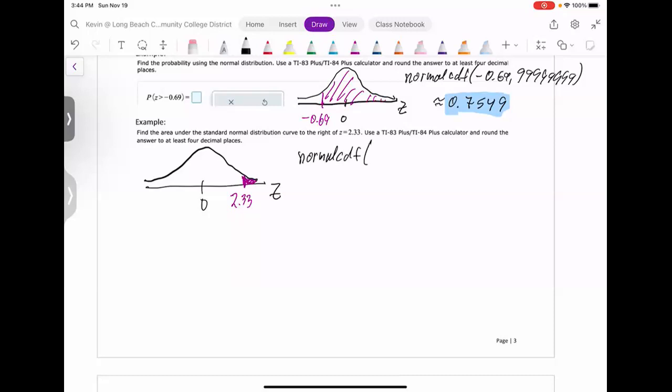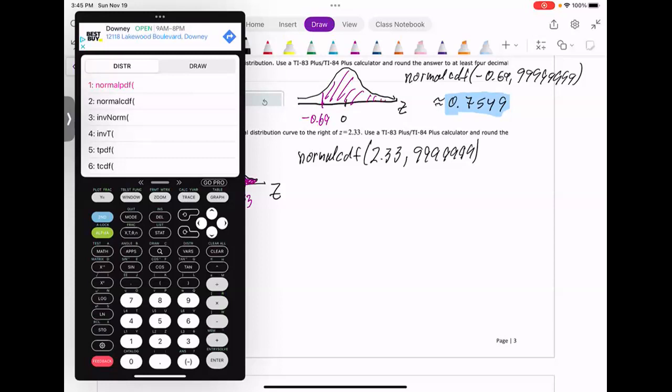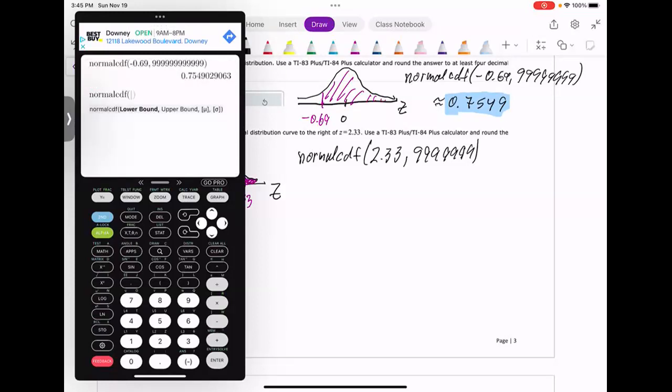Normal CDF, the lower bound in this case is 2.33. The upper again is a big number. And I don't need the mean and standard deviation. If you have an 84 with a different interface, it should say 0 and 1. So here we go. Second, vars, and above the vars it says distribution. Normal CDF. 2.33, comma, big number. And as I guessed, it's definitely something less than 50%, way less.